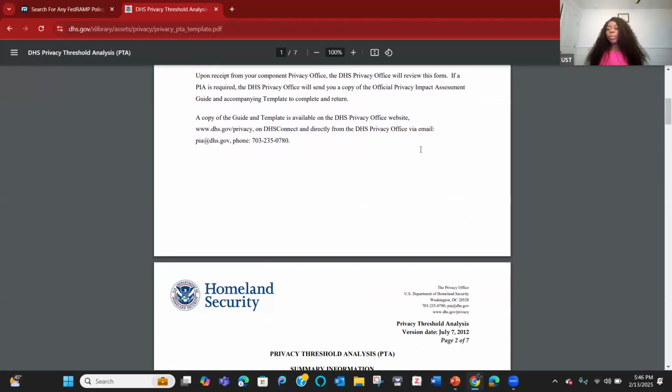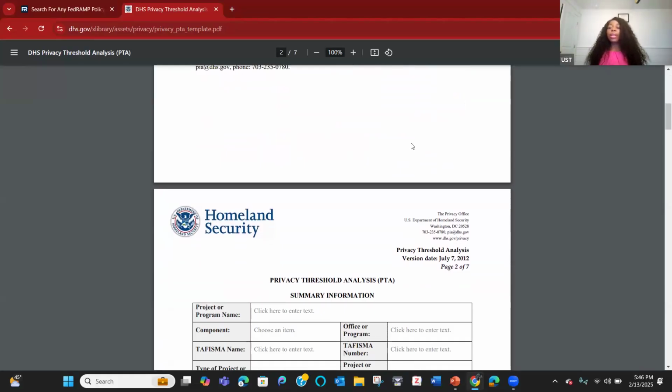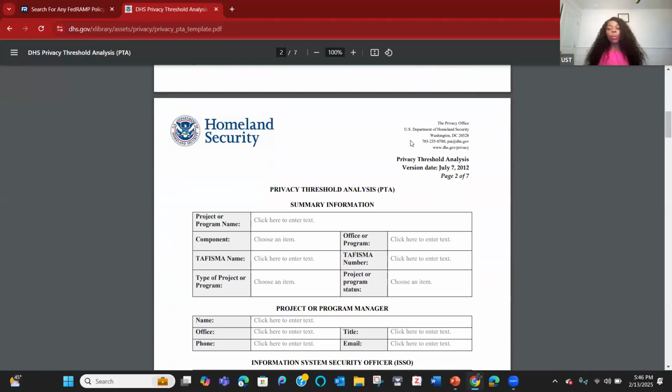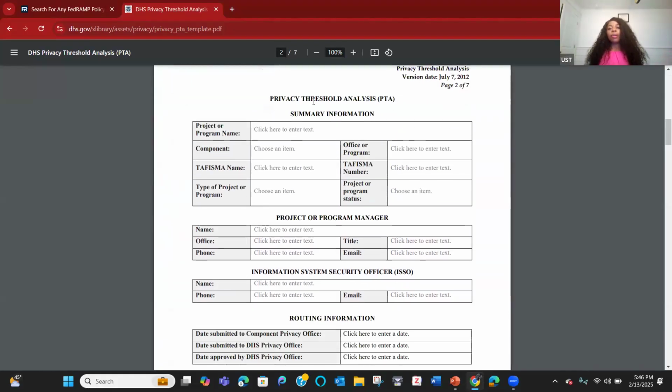So this is something that you will see a lot: agencies or companies have their own customized template. Like in my last role, I worked with CMS, Centers for Medicare and Medicaid Services. They have theirs, right? And even where I work now, they also have their own template. And this is a template for DHS. If you look very well, it's talking about the privacy threshold analysis summary.